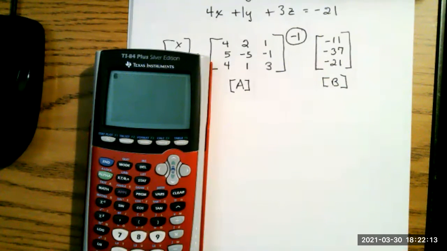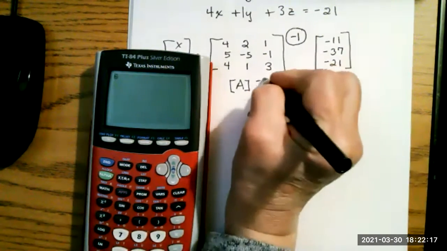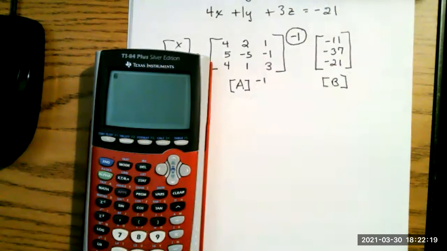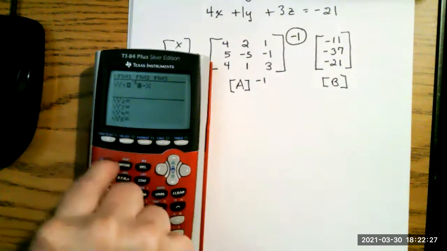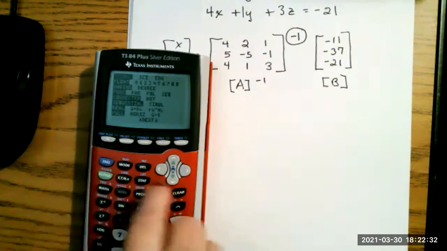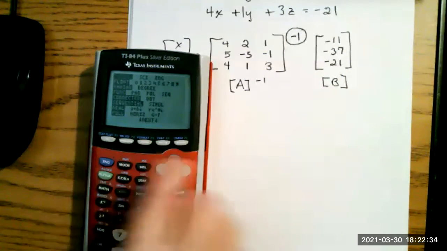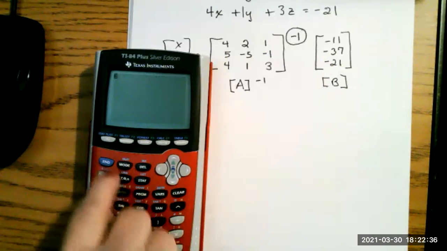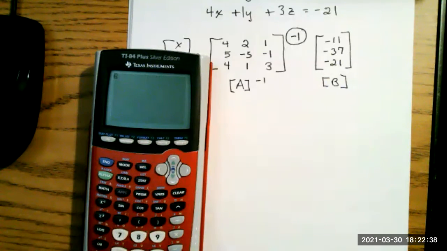Now, how do we get this? Matrix A, inverse, matrix B. How do we do that? Second matrix. Second matrix. Press enter. Whoops, did the wrong one and did the y equals. Let me get out of this. Second quit. Thank you. There. Second matrix. I guess I better put my glasses on so I can see here.